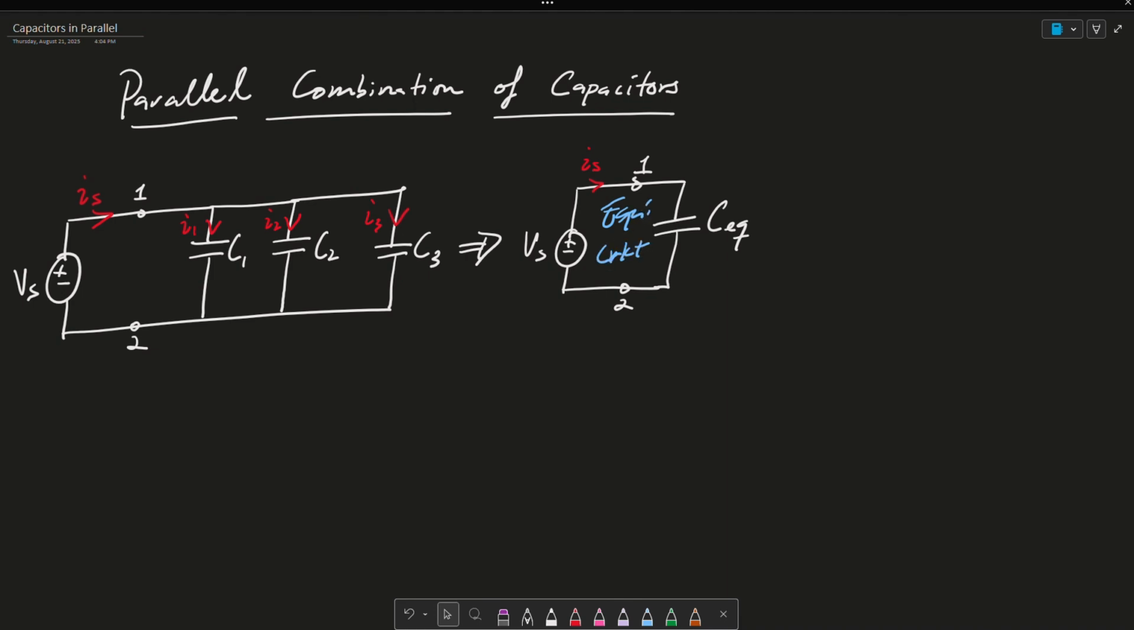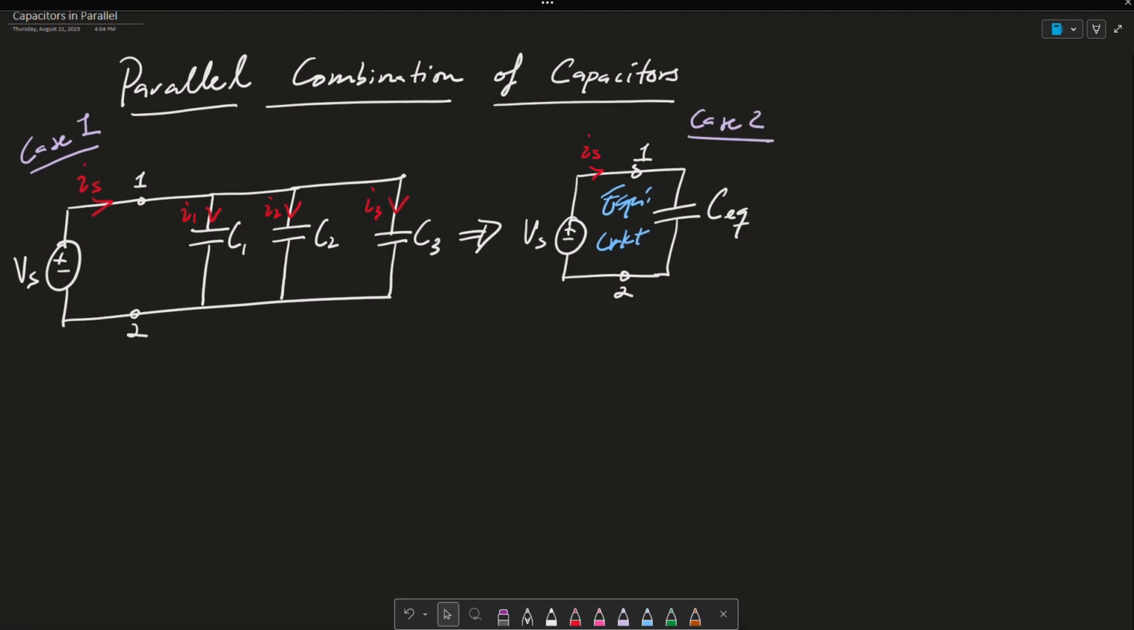All right. So what we're going to do here is basically a proof. We're going to write an equation. Let me call this case 1, and let me call this case 2. And we're going to write some equations for case 1.